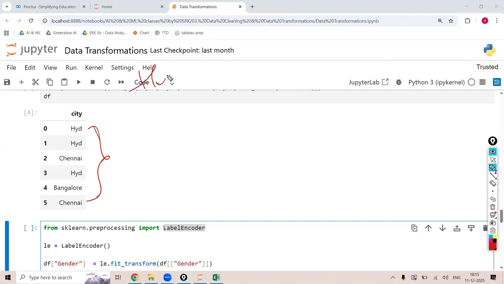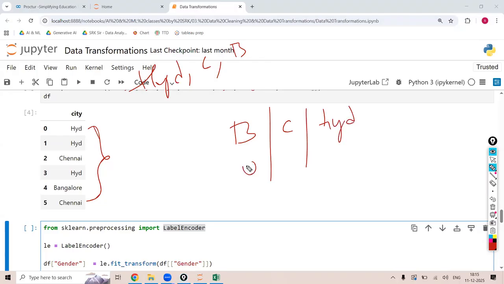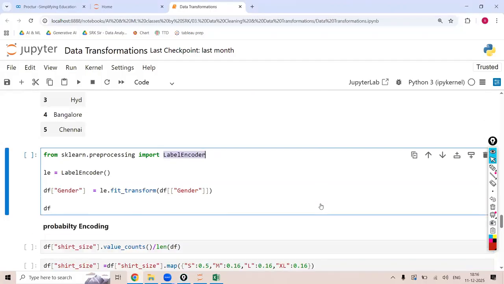Hyderabad, Chennai, Bangalore. So a total of 3 unique values are there. First, keep them in order: Bangalore first, followed by Chennai, followed by Hyderabad. Bangalore will be given 0, Chennai will be given 1, Hyderabad will be given 2. It simply follows the alphabetical order. For each category, it will give 0, 1, 2, like that, as many as the number of categories.